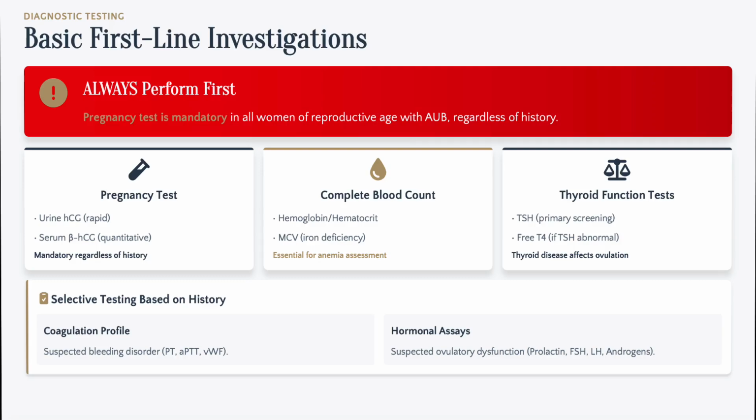You can do selective testing based on history, like a coagulation profile if the history suggests a coagulation disorder. You can do hormonal assays if you suspect anovulation or ovulatory dysfunction. This is done by checking prolactin, FSH, LH, or androgens.